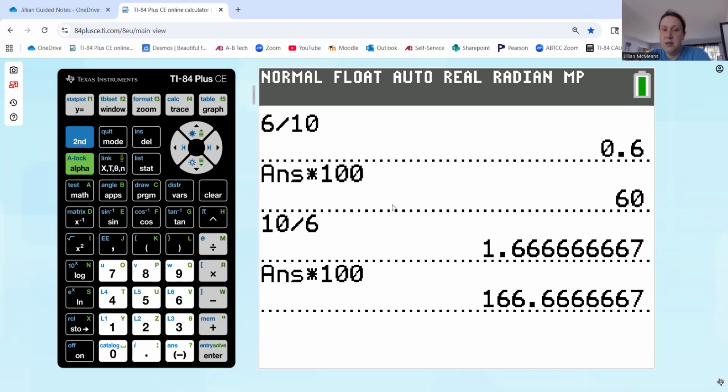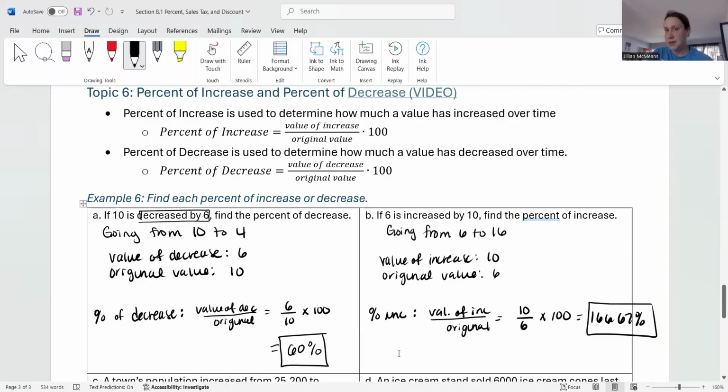I'm going to go with 166.67%, okay? Read the directions, do what the directions say, but in this case, they don't really specify, so I'm making my own rules. So 166.67%. Okay. Now let's look at two word problems.